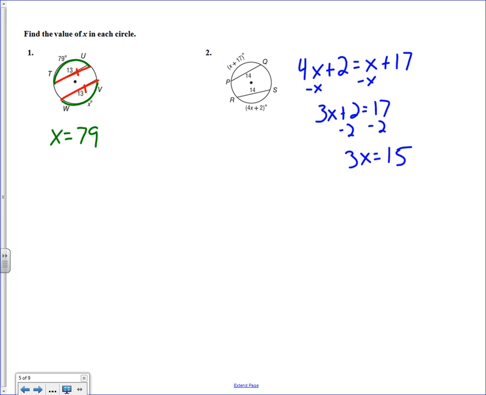3x is 15. Divide both sides by 3. And x is 5. All it asks us to do is find the value of x. Just note, in a different problem, it could ask for the measure of PQ, right? It could ask for the measure of RS. And then you'd just be filling 5 back in.